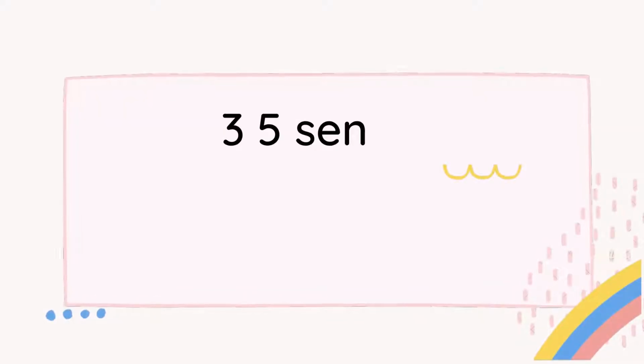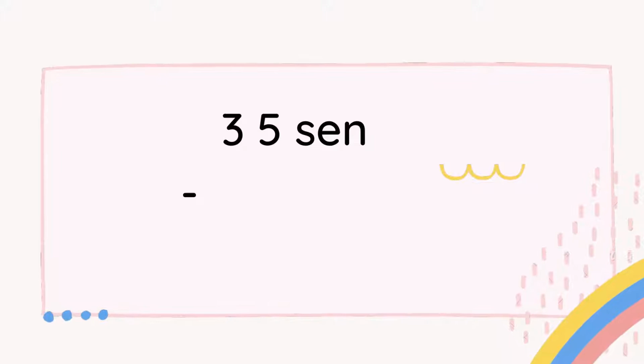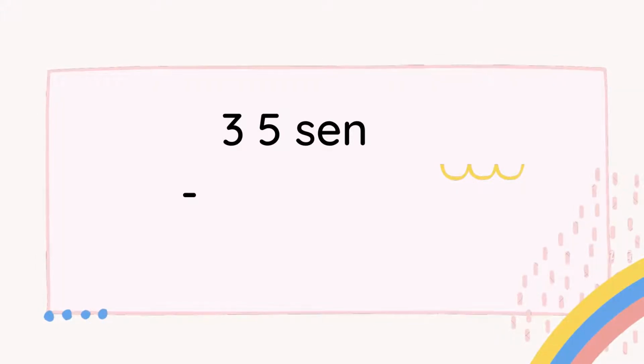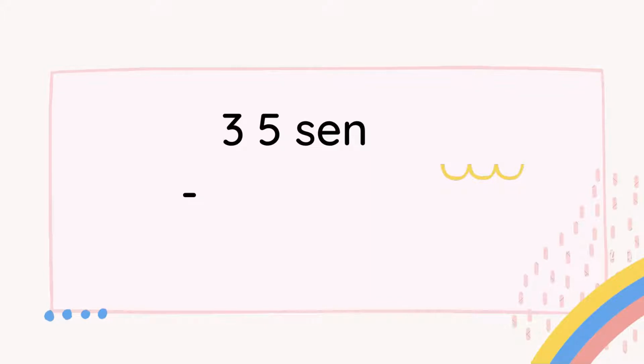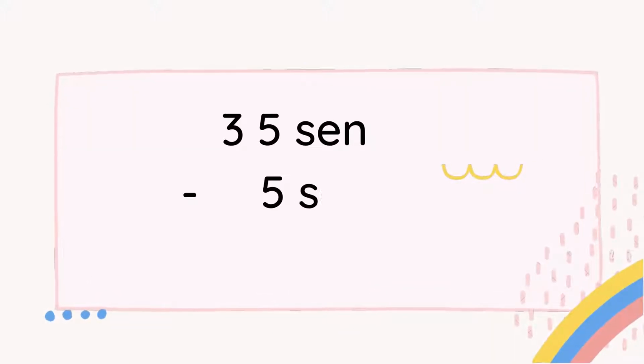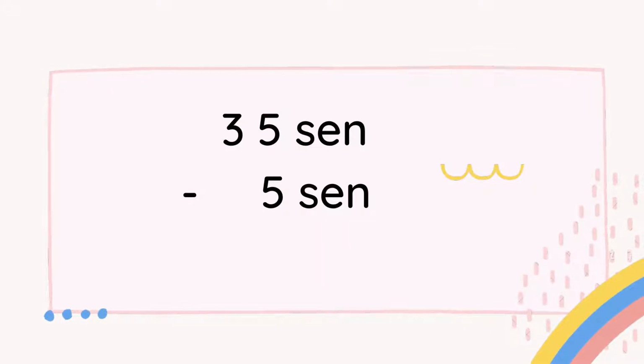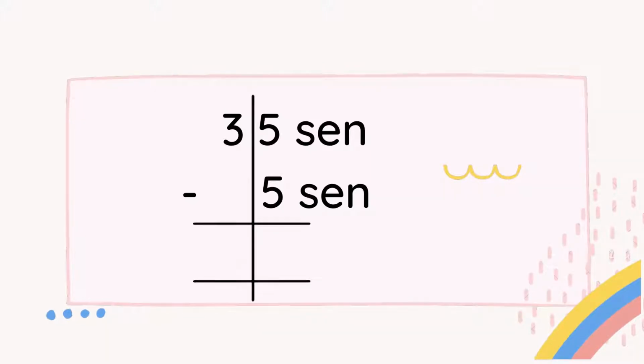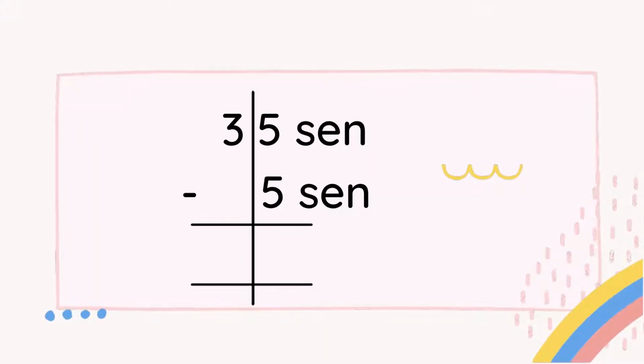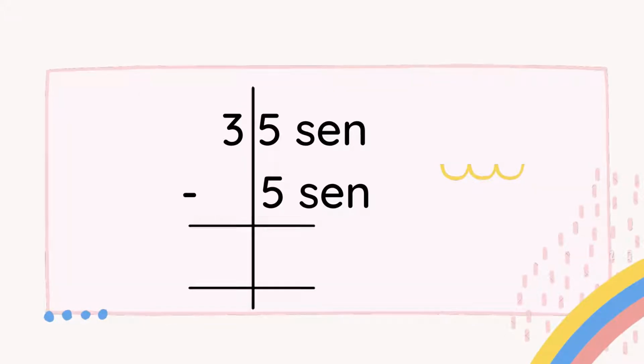Now, just now we have 35 cent and then we cancel 5 cent. So we need to write the first value first. The first value is 35 cent. So we write 35 cent minus, and then the next number to be written is number 5, because we cancel 5 cent. So it means 35 cent minus 5 cent. Then we draw the lines to separate place value ones and place value tens.